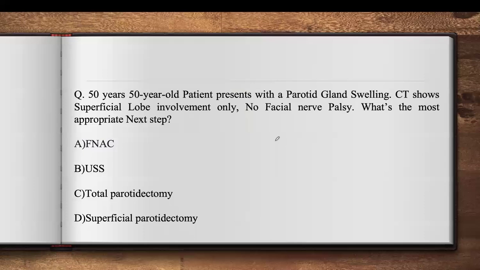Next, we are talking about a neck lump. How to investigate a neck lump is a very, very important topic for the exam. A 50-year-old patient presents with a parotid gland swelling. You did a CT scan, it showed superficial lobe involvement only, no facial nerve palsy. What is the most appropriate next step? FNAC, ultrasound, total parotidectomy or superficial parotidectomy.